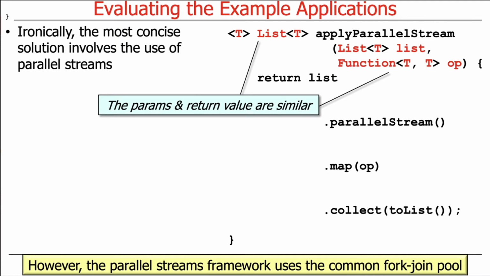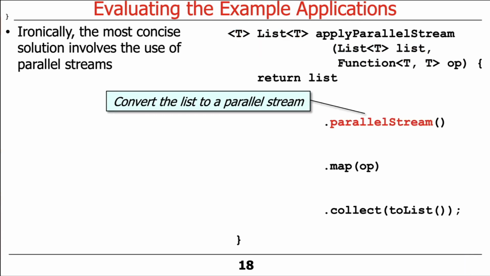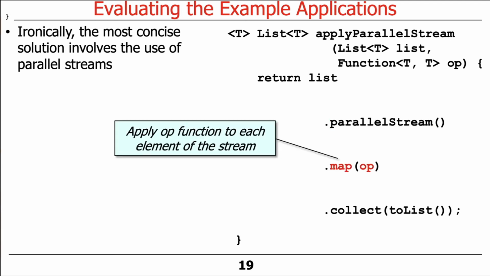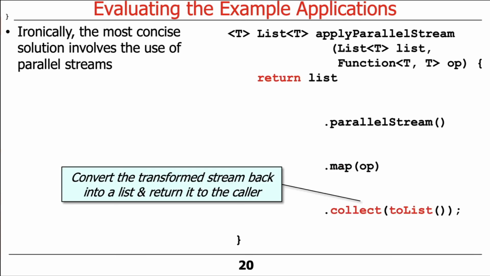So the signatures are the same that we saw before, except we're not passing in the fork join pool because we don't need to, because there's one implicit with the parallel streams framework, and it uses the common fork join pool. And so all we do is we say, hey, list, turn yourself into a parallel stream. That turns it into a parallel stream automatically. Then we say, please apply the function to every element in the stream in parallel, and then collect the results into a list and return that as the result from the apply parallel stream method. So I think you will hopefully agree with me that this is way more concise than all the implementations we just looked at that use the fork join framework explicitly.